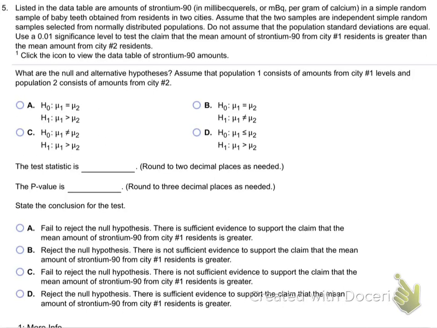Okay, number 5. Listed in the data table are amounts of strontium-90 in a simple random sample of baby teeth from 2 different cities.